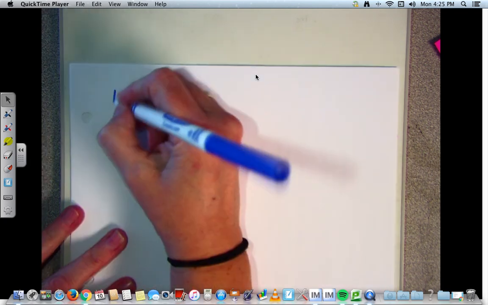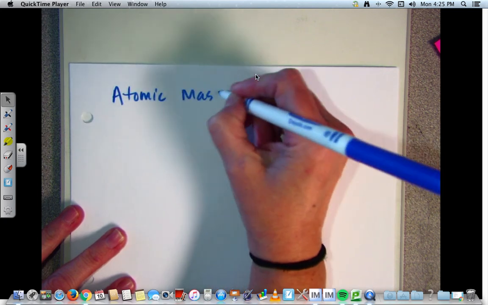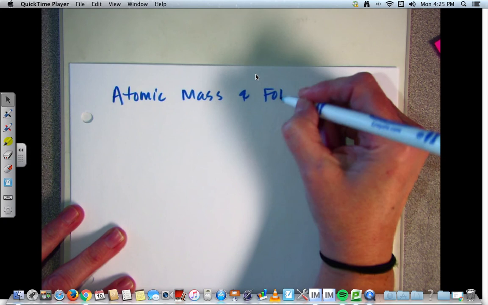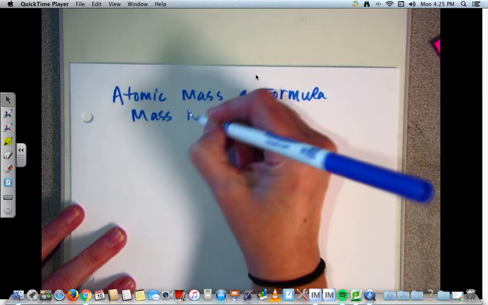We are going to look at atomic mass and finding formula mass today. So in your notebooks, you should have a new entry. You should also have a calculator, and you should have a periodic table. So this is atomic mass and formula mass notes.